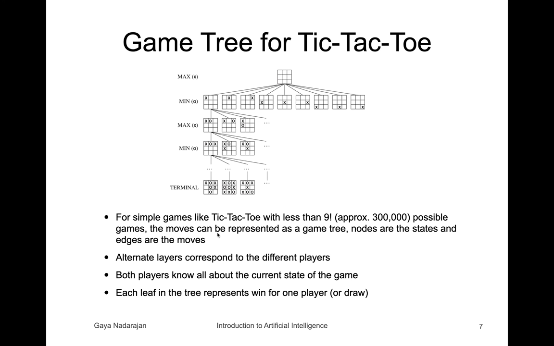So the moves can be represented as a game tree, and the nodes are the states and the edges are the moves. So I think all of this should look quite familiar to you. The only difference is that at every step of the way, you have a different player. The players are alternating, and they're doing different things to the board.